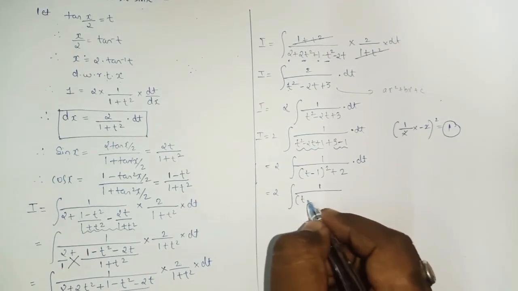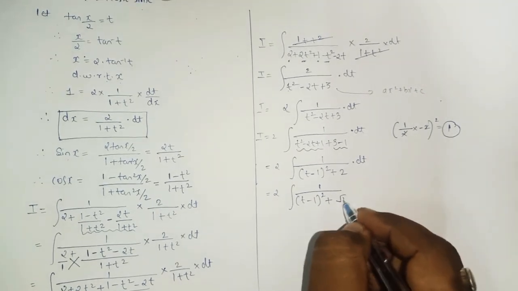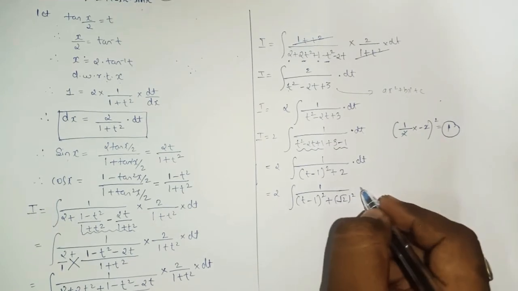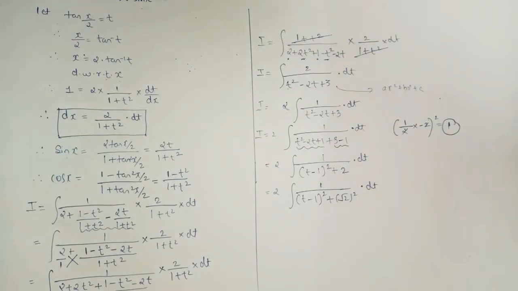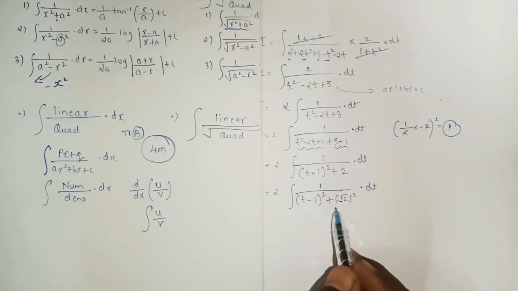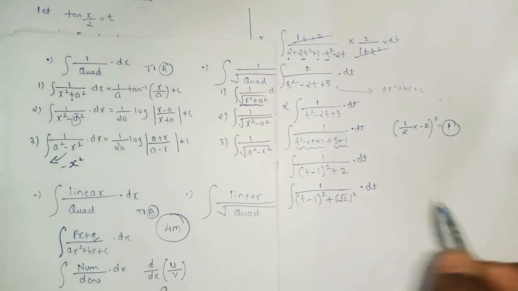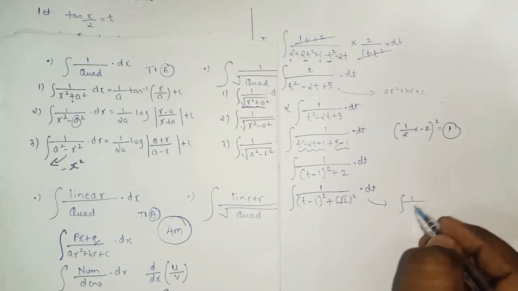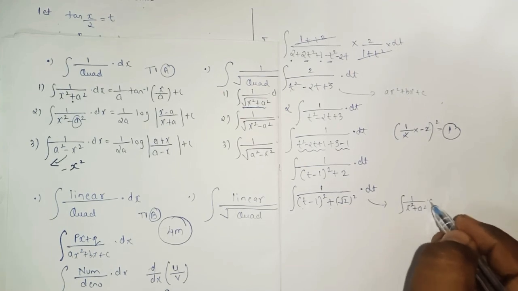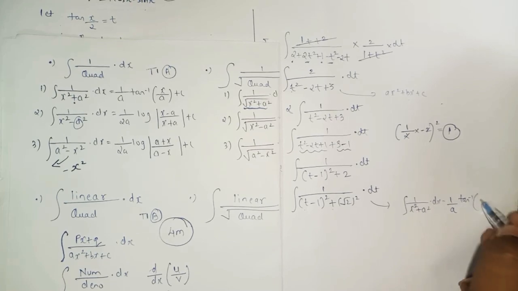1 upon this we can write as (t minus 1) the whole square as it is, and 2 we can write as root 2 the whole square, as we don't have the square root of 2. So now we'll guess the formula. It looks like what? As this is a number and this section is the variable, and here we have plus, so it looks like 1 upon x square plus a square. Yes or no? Integral 1 upon x square plus a square into dx is equal to 1 upon a tan inverse x by a plus c, yes or no?